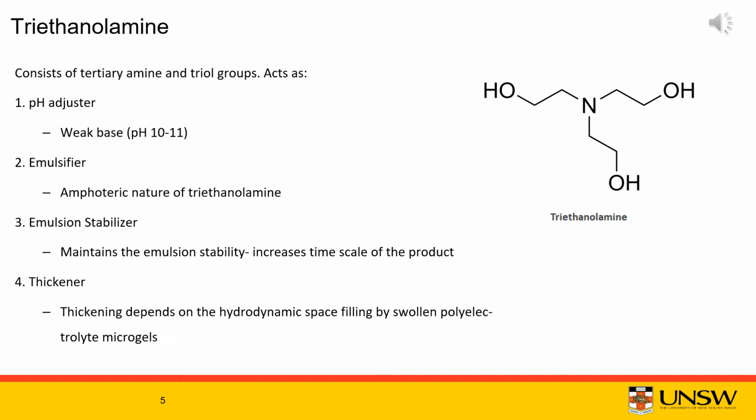So, how does it control pH? The amine group present in TEA is mildly alkaline, which makes it a weak base of pH around 8 to 10. TEA forms amine salts with the solution to control the pH of the product.